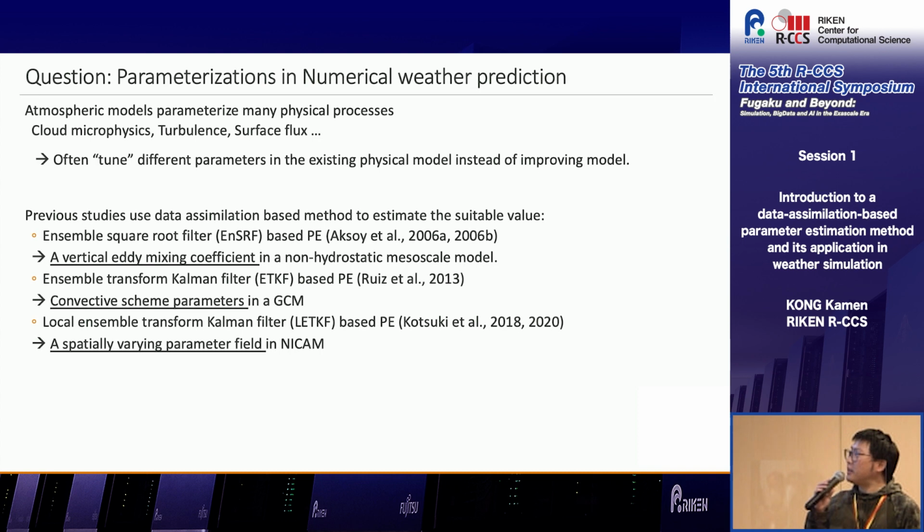In an atmospheric model, there are many parameters in different physical schemes, for example, cloud microphysics, turbulence, and surface flux, and so on. Usually, we need to tune these parameters by hand in the scheme to improve the model, because we don't have any better way. However, previous studies also used data assimilation-based methods to estimate these kinds of values.